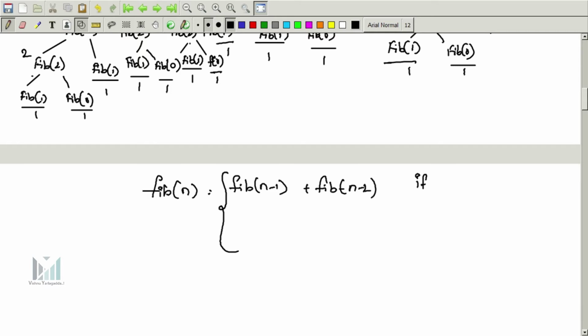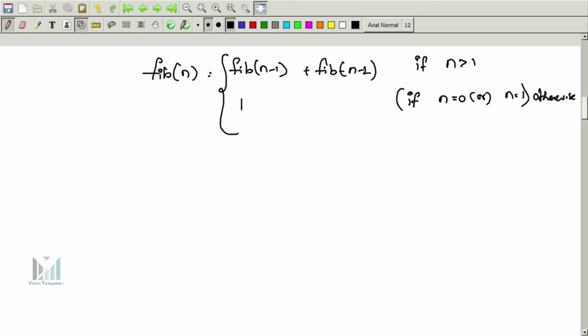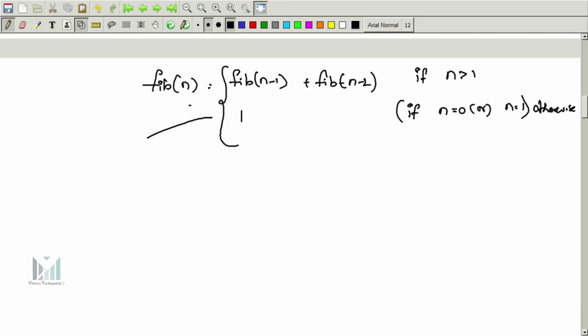if n is greater than 1. So it will be 1 if n equal to 0 or n equal to 1, or we can say otherwise. And this is another important thing, we have to know how to write the mathematical function. So now I am converting this mathematical function into a program. See how I am converting it to a program.